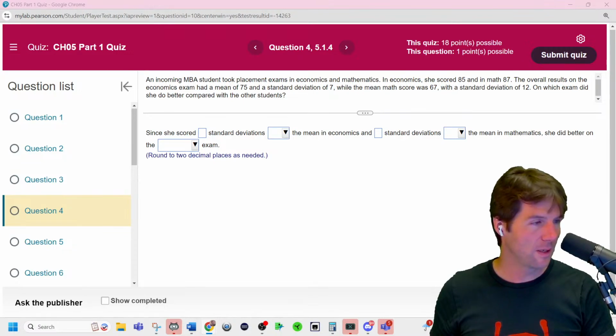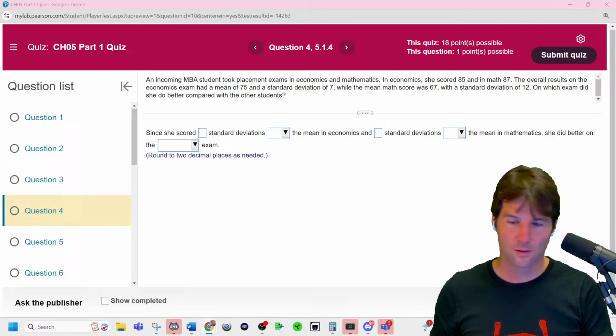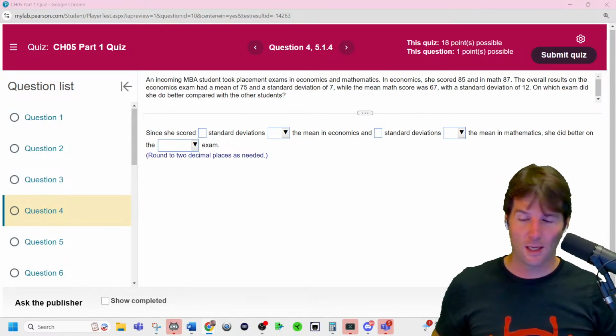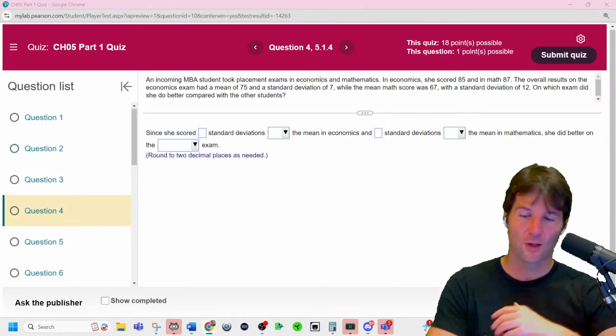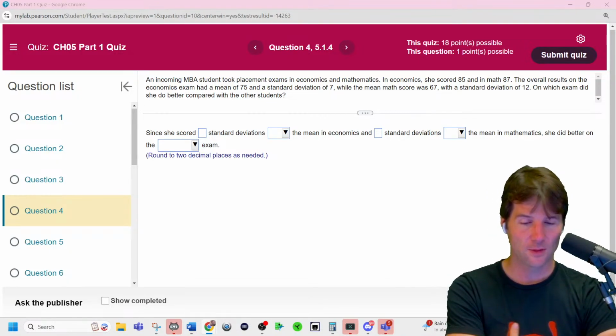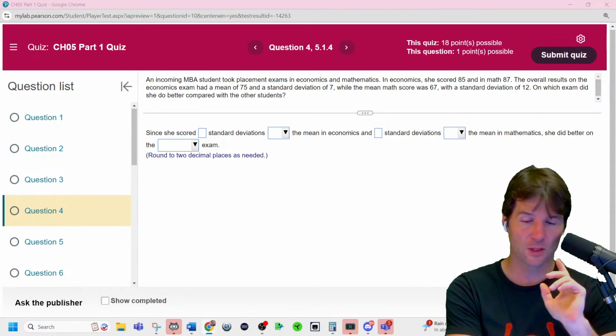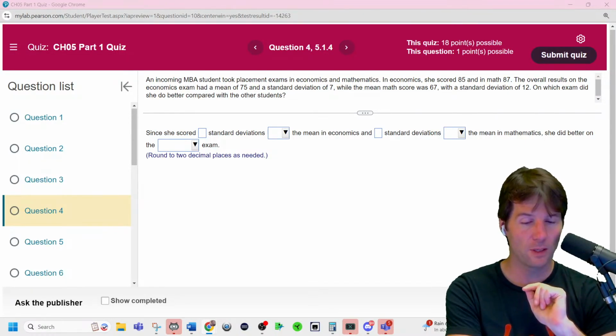An incoming MBA student took placement exams in economics and mathematics. In economics, she scored an 85. In math, she scored an 87. The overall results of the economics exam had a mean of 75 with a standard deviation of 7, while the mean of the math was a 67 with a standard deviation of 12.